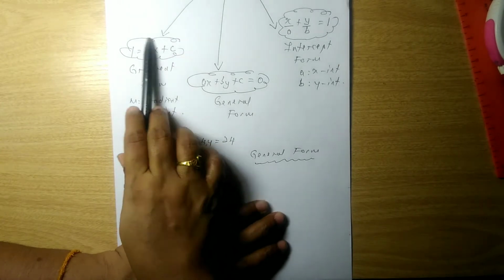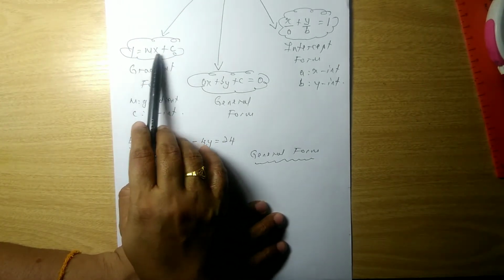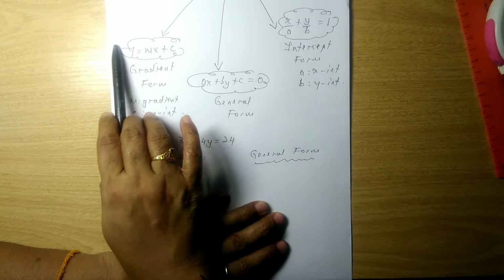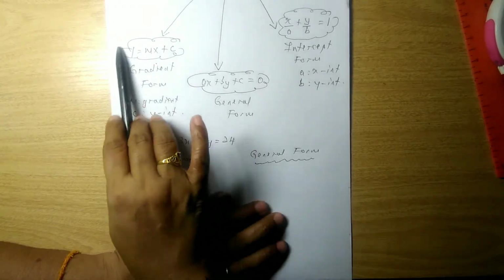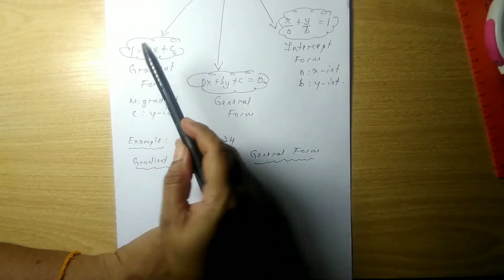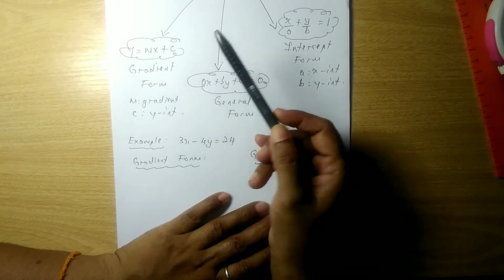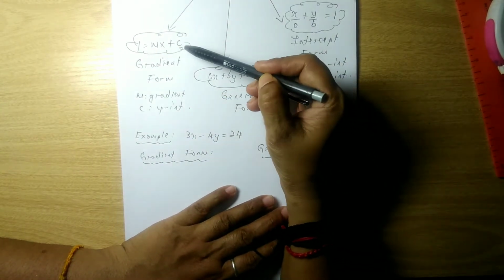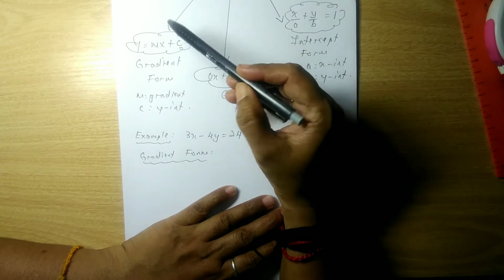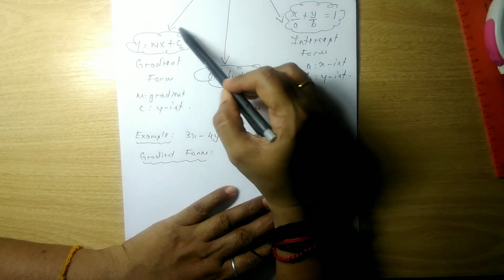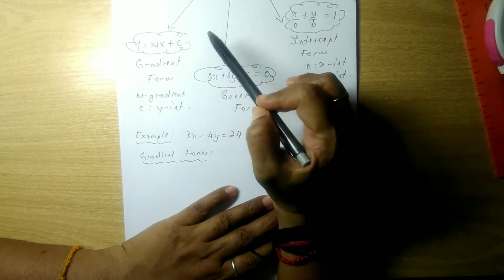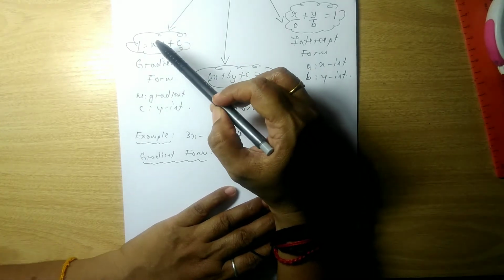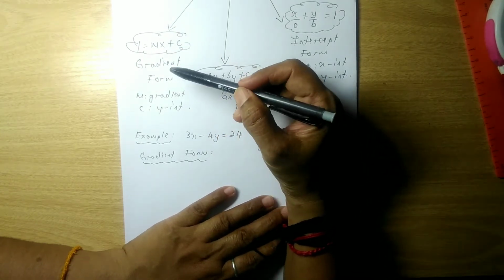The first is what we have seen earlier on, y equals mx plus c. If an equation is written in this manner, this is known as the gradient form. As we have known before, your m is your gradient and your c is your y-intercept. This is a very common form you'll see in most of the questions.